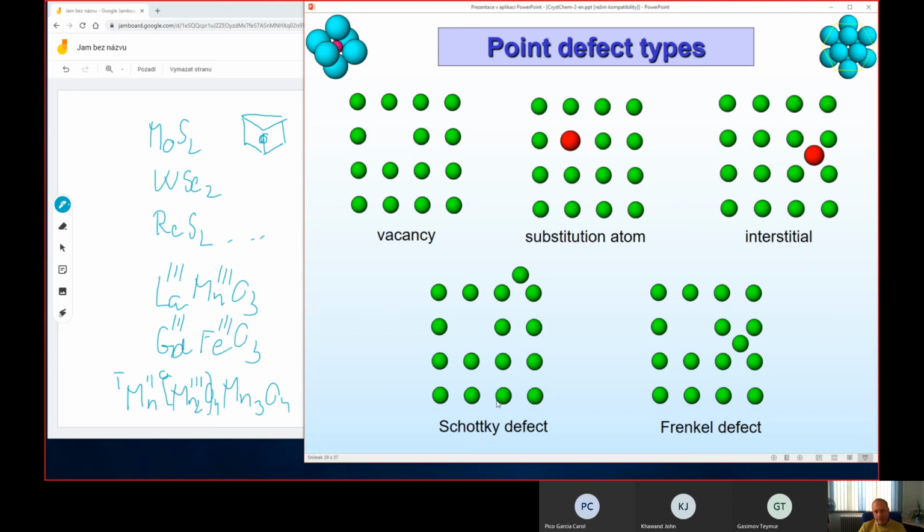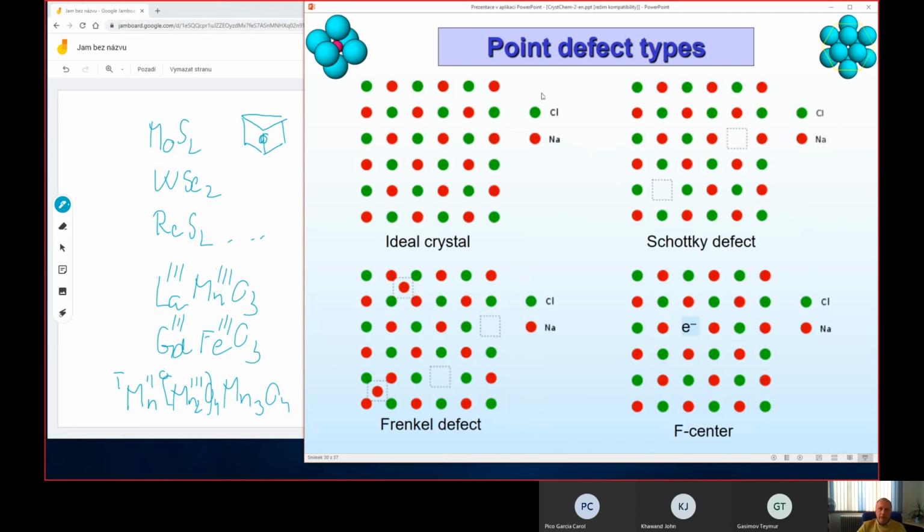And then we have a combination of different types of defects, but Schottky and Frenkel defects are more typical for binary compounds, like in ionic crystals. The Schottky defect is a vacancy on the cation side compensated by a vacancy on the anion side, and the Frenkel defect is a vacancy on one side compensated by an interstitial, that means an irregular position, on another side. So a combination of interstitial and vacancy is called Frenkel defect.